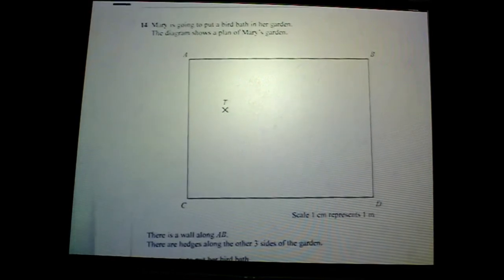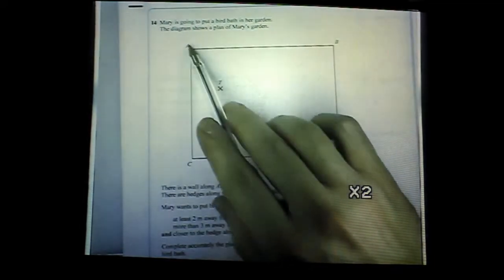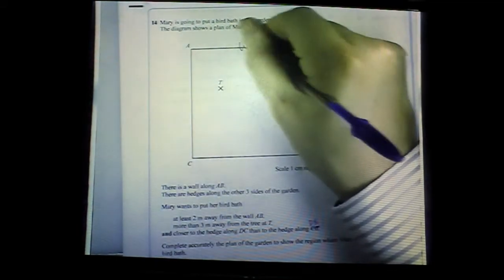This is Mary's garden. She's going to put a bird bath in her garden, and the diagram shows a plan of it. There you go, all very nice. There is a wall along AB. So this is a wall along here. Let's write that on. There's your wall. There are hedges along the 3 other sides. So this is hedge, hedge, and hedge.